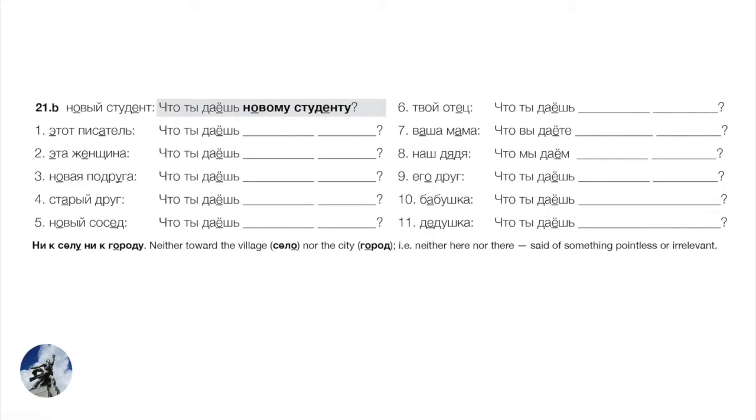So what are we giving to our uncle? Что мы даем нашему дяде? Нашему is showing masculine, but дядя itself is taking feminine endings. Number 9, what are you giving to his friend? Что ты даешь его другу?